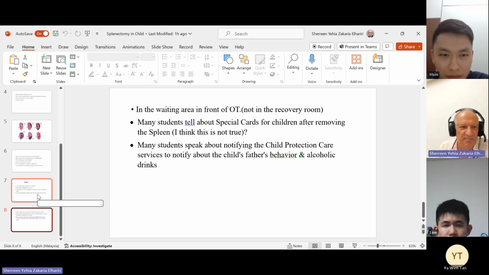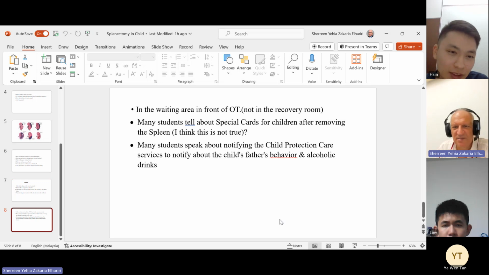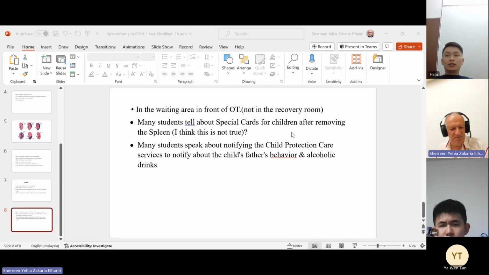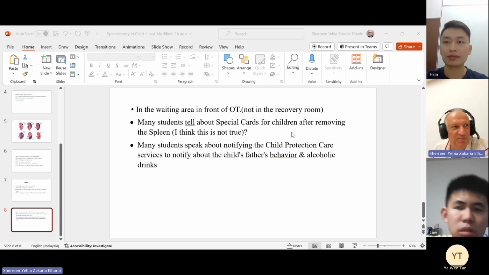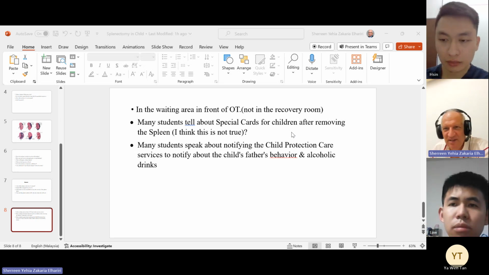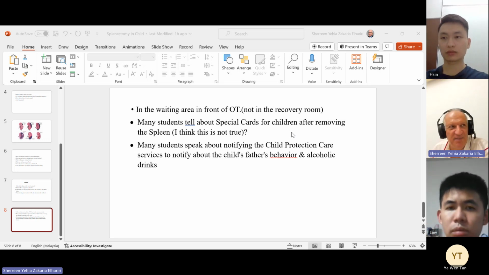In the exam, because I have attended this station many times in different countries, India, Malaysia, I found some students say we give a special card to the baby, which is not true. We don't have a special card for a baby who had a splenectomy, because it is not like thalassemia or hemophilia, which can have some blood disease. After splenectomy, we don't give a special card.